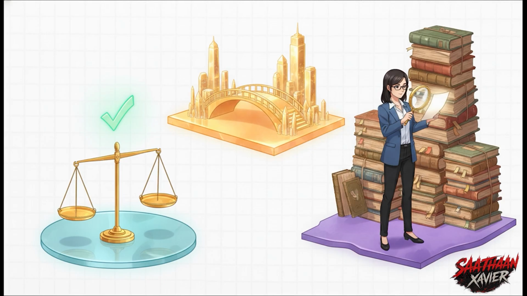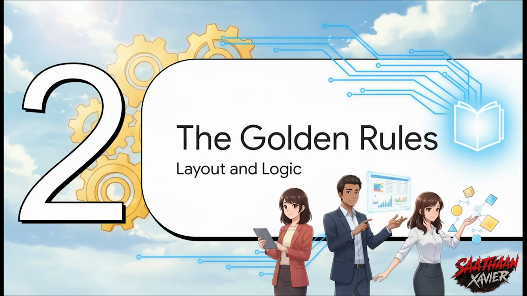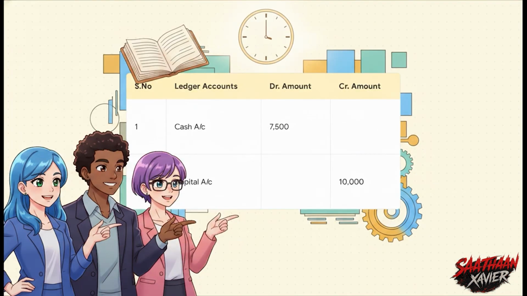You just glance at your nice one-page trial balance. Moving right along to Section 2, the golden rules, focusing on layout and logic. The physical layout here is incredibly simple, so don't let it intimidate you. It consists of just 4 columns.